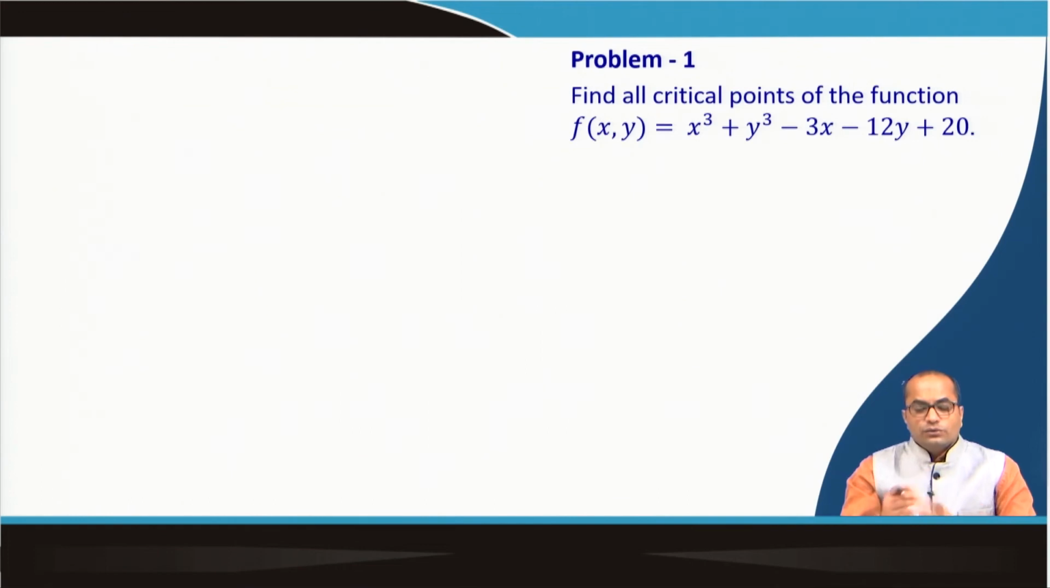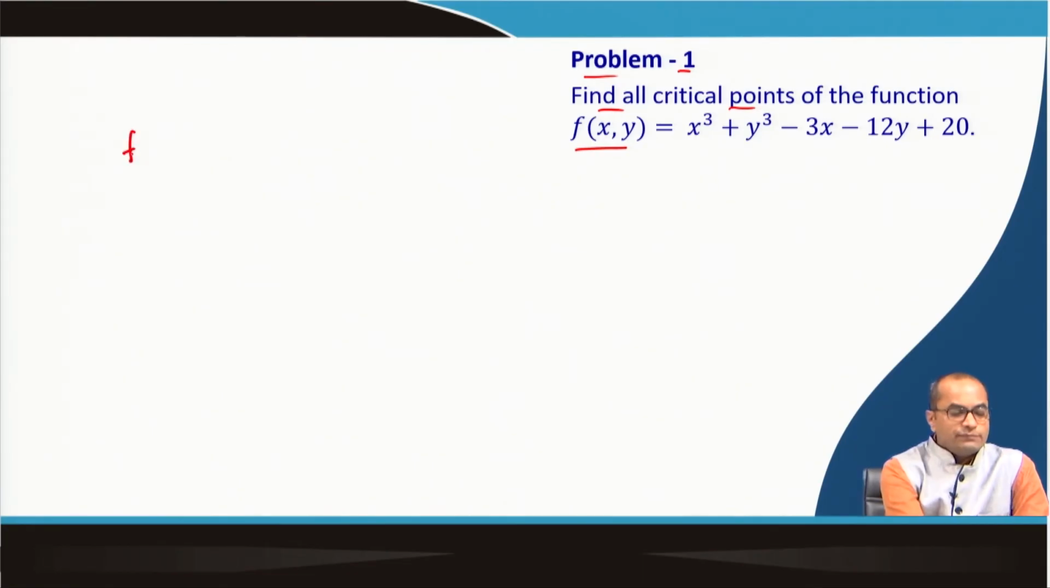Now, getting to two problems. So, one is find the critical points of this function f(x,y) = x³ + y³ - 3x - 12y + 20.